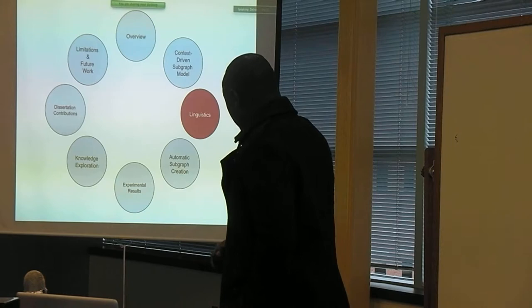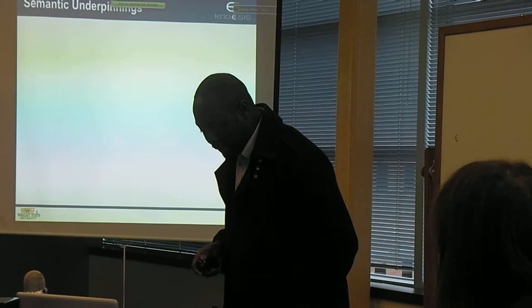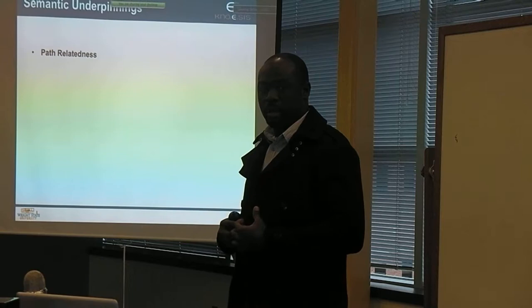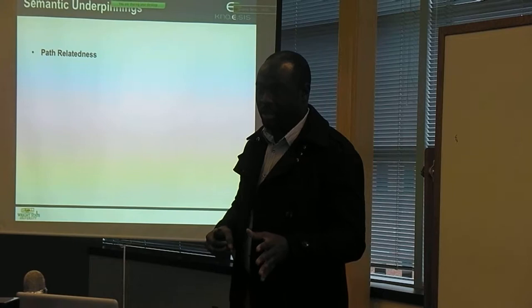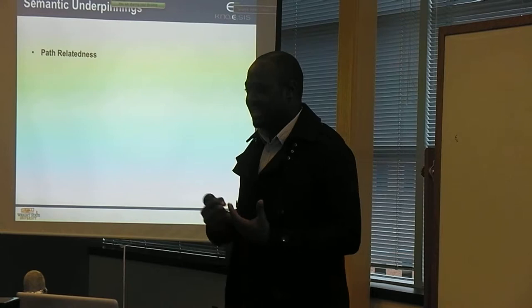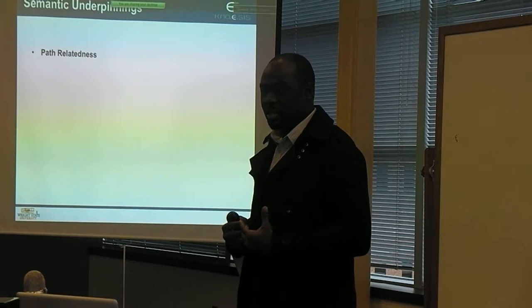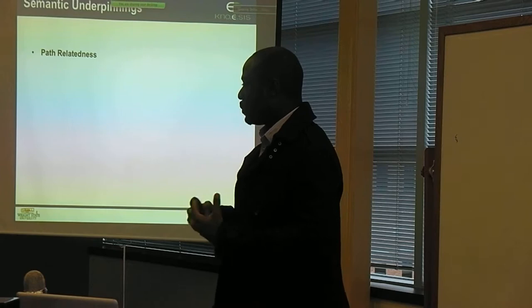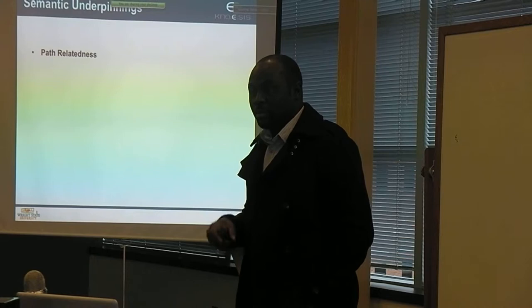Before we get into that, linguistics and semantics are inherently tied, and so we just want to deal with that a bit. To approach the problem of automatic subgraph creation, we treat the problem as one of clustering paths that are related, not paths that are similar. If we cluster together paths that are similar, we'll end up with information that people already know. It's essentially like a summary of information that people already know. That's not where the discoveries are. The discoveries are where things are associated in some way, they're related in some way, but it's not really known. Some underlying context. So we approach the problem as one of path relatedness.